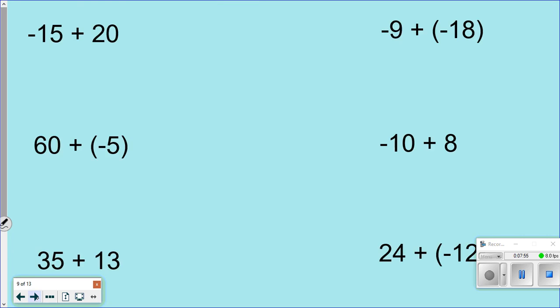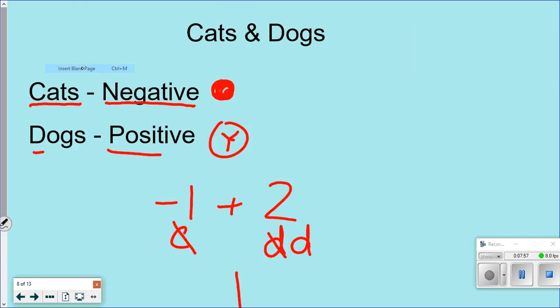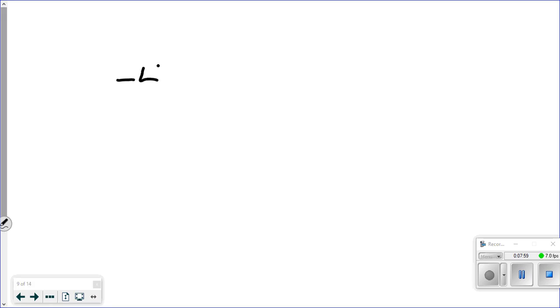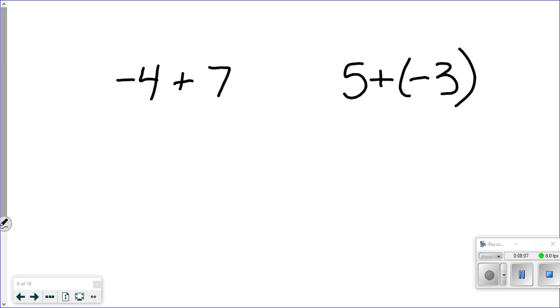Let's try a few more. Let's try another one. So if I do negative 4 plus 7, and if I do 5 plus negative 3. Okay, so let's think about it. I'm going to start with this one. Talk about it to yourself. How many cats do you have?